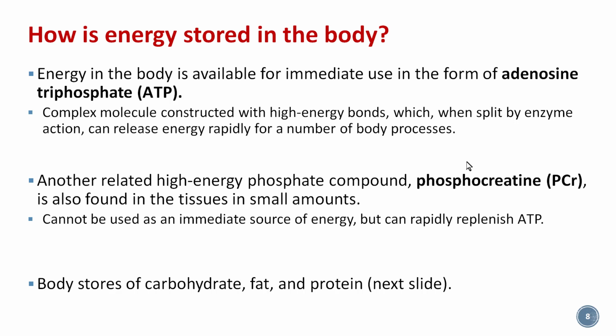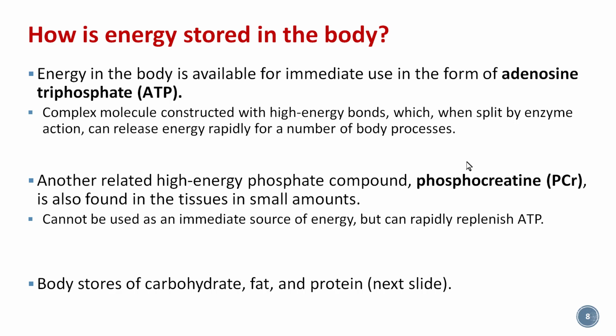So slide 8, this is how energy is stored in the body. We said that exercise requires energy. Where are we going to get that energy from? First and foremost, I want you to understand the immediate source of energy in the body is called ATP, adenosine triphosphate. It's a complex molecule and it has high energy bonds in it. Through enzyme action, we split that high energy bond to release that energy to be used in body functions. Another related high energy phosphate compound is called phosphocreatine, PCR, and that is also found in the tissues in small amounts. These cannot be used as an immediate source of energy like ATP, but they can rapidly replenish ATP.